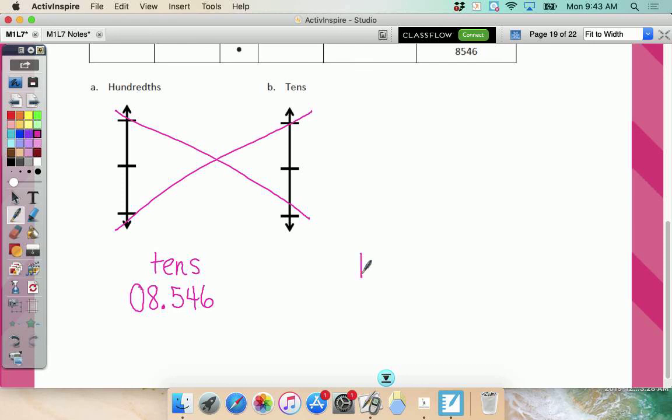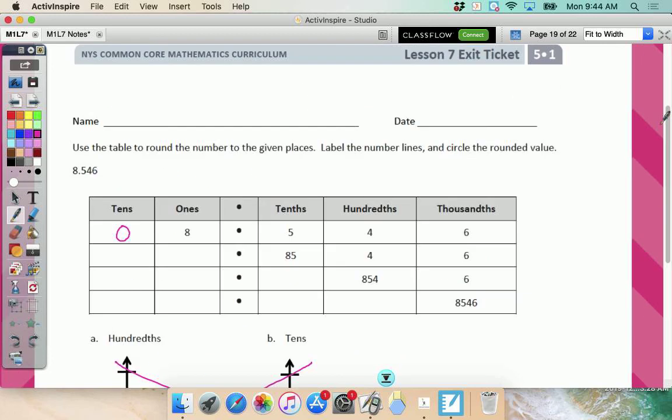The other place value you're going to round to is the hundredths, and it's 8.546, right? Because I can't see the top right now. Well, why did I write a 7? There we go. Okay, so on this one, what digit is going to be in the hundredths place? The 4. And what digit will be in the tens place? 0.